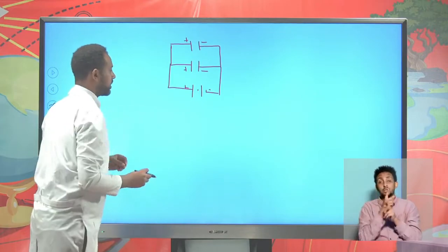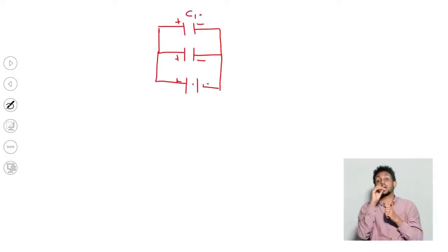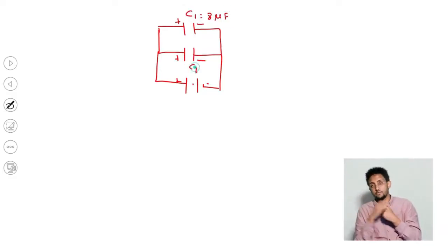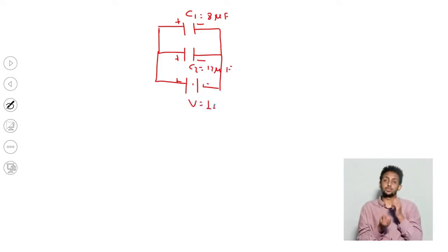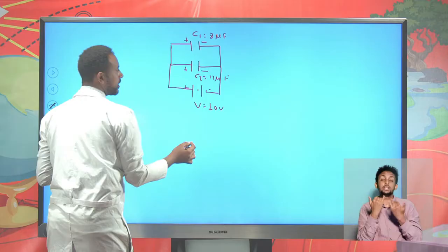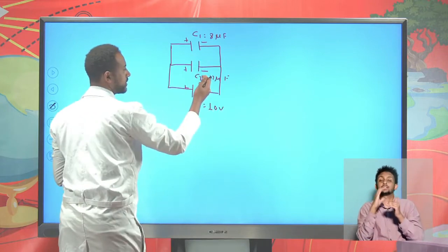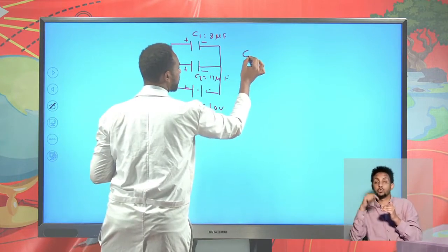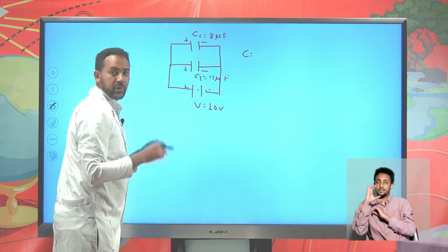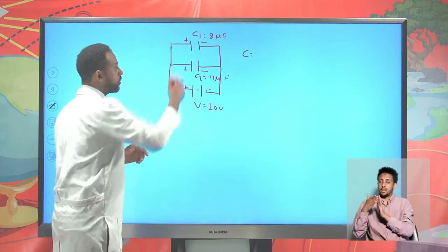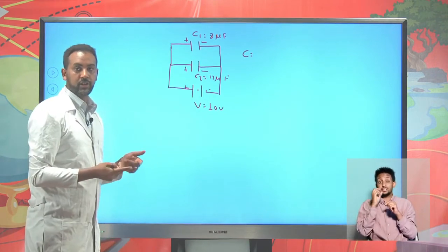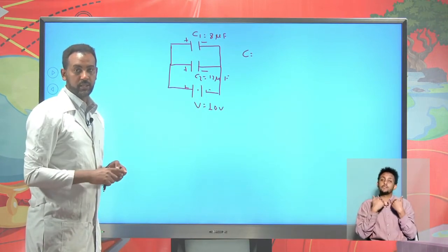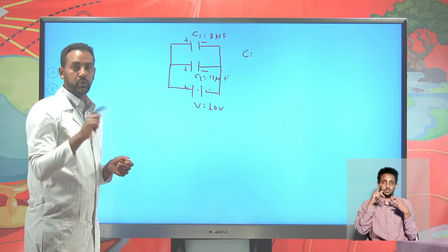Keeping this in mind, the capacitance of capacitor 1 is 8 microfarad, and capacitor 2 is 12 microfarad. Here you have a source of 10 volts. Now the question is, what is the equivalent capacitance of these two? For 2 capacitors connected in parallel, it is a linear sum. We just add the 2 capacitors. But if it was a series combination, we would need a reciprocal sum, or use C1 C2 over C1 plus C2.